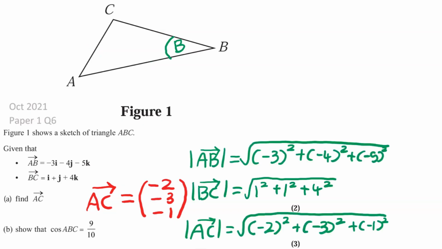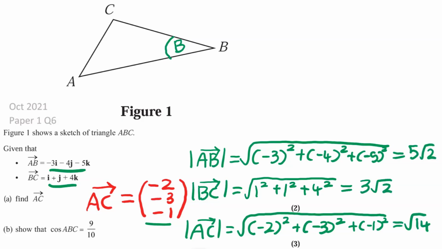I've used the formula for the magnitude of a vector in order to figure out the magnitudes of the vectors AB, BC, and AC. So for AB here, it will be minus 3 squared plus minus 4 squared plus minus 5 squared. For BC here, it will be 1 squared plus 1 squared plus 4 squared. And then for AC here, that we figured out in part a, it's going to be minus 2 squared plus minus 3 squared plus minus 1 squared, and then we square root all of this. If you put all this into your calculator, the magnitude of AB is equal to 5 root 2, the magnitude of BC is equal to 3 root 2, and the magnitude of AC is equal to root 14.